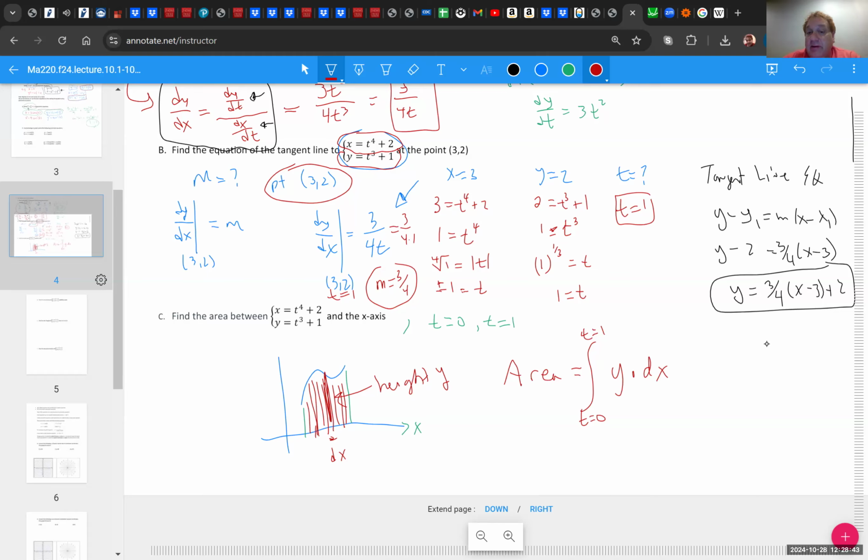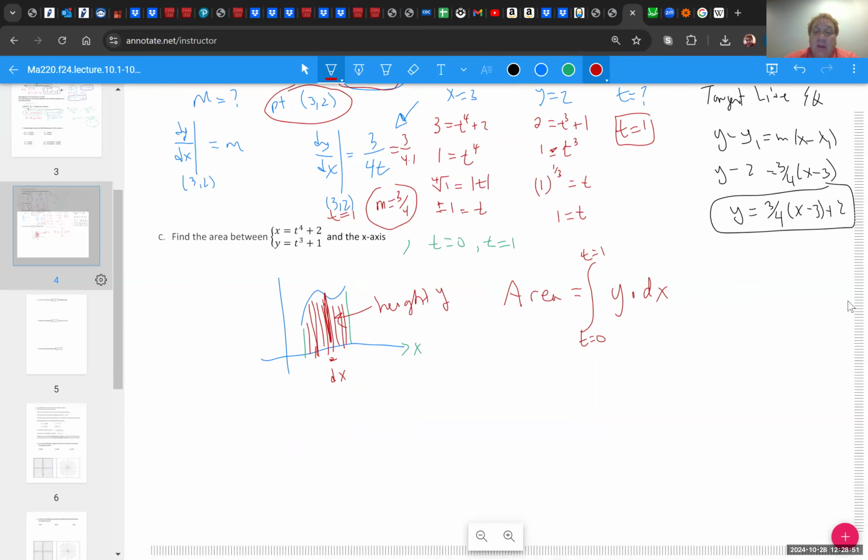All right, so that's all we had to do, just like we did before. Although, once again, it's going to look a little bit different because we have parametric equations. We don't have a Cartesian equation. But let's go ahead and do it. We know what y is. y is t cubed plus 1. So the area is equal to the integral from t equals 0 to t equals 1 of y, which is t cubed plus 1, and then we have dx.